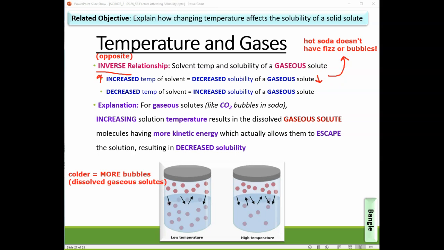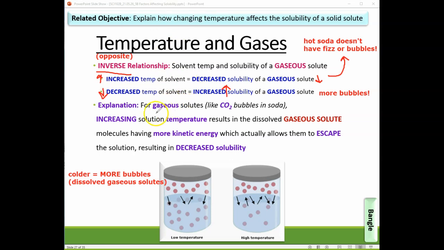On the other hand, if you decrease the temperature, like cold soda, then you do actually have an increased solubility of gaseous solutes. This means that you have more bubbles, right? Which again is part of the reason why cold soda is more refreshing. Now let's go ahead and talk a little bit about why this happens.